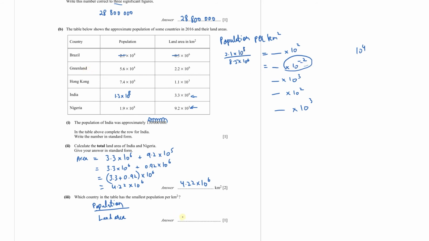So this is for Greenland. Greenland has the smallest population per kilometer square. The question is only for 1 mark, which gives you a hint that you don't actually have to go through all the calculations, doing the full divisions for each to calculate the population per kilometer square. You can just use the powers of ten to quickly see that 10 power minus 2 is much smaller compared to all the rest of the population densities. So you automatically get your answer that Greenland has the smallest population per kilometer square.